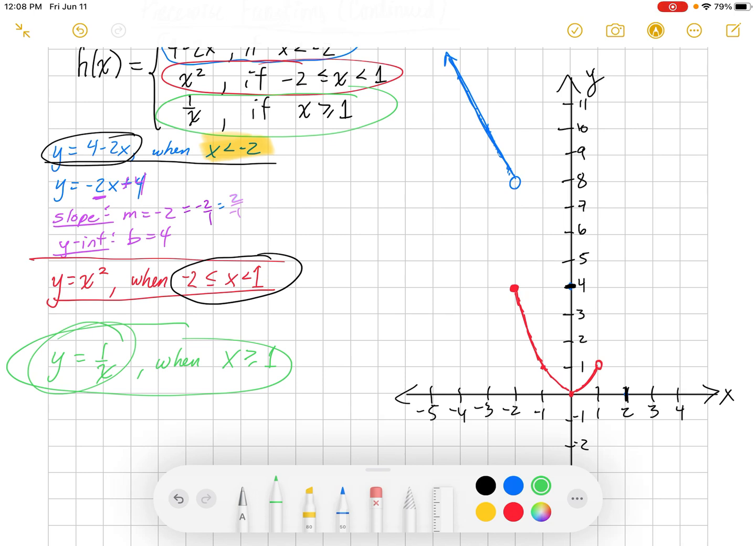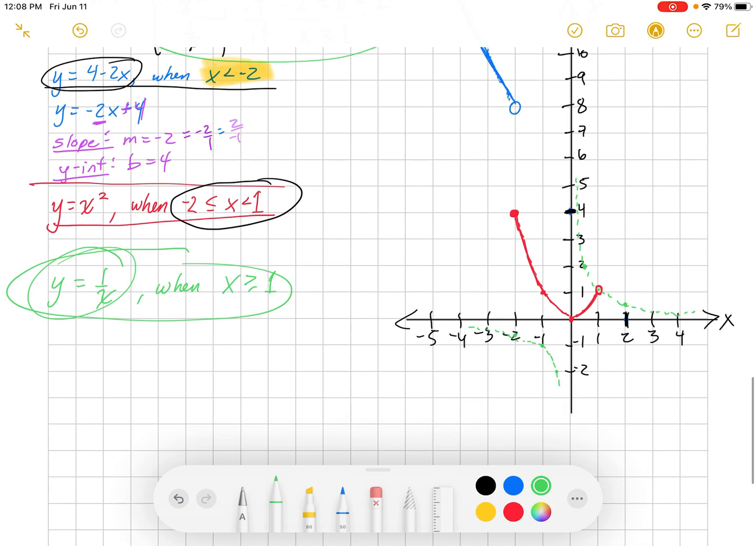So remember, this is the reciprocal function, y equals 1 over x. The reciprocal function, you have key points of like 1, 1, 1/2, 2, 2, 1/2, and it does something like this. And also you have key points at negative 1, negative 1, negative 2, negative 1/2, 1/2, negative 2, and you get something like this.